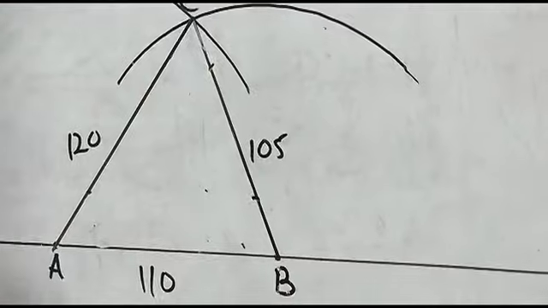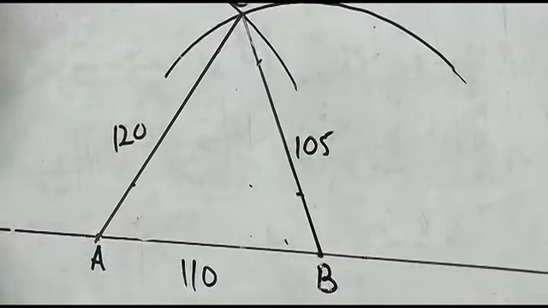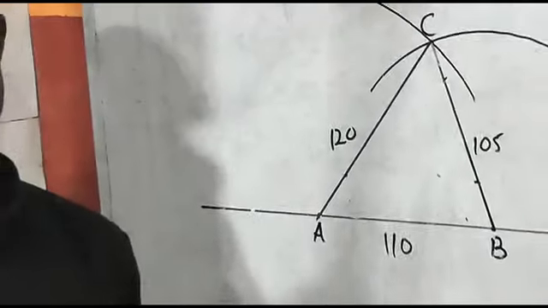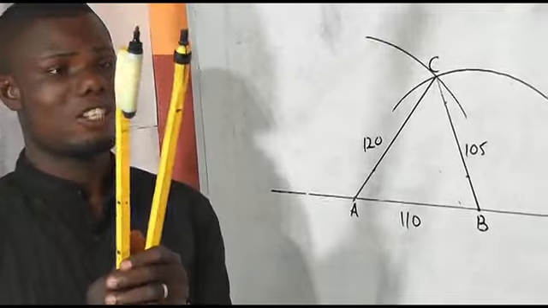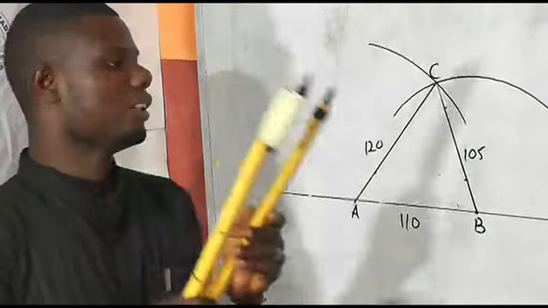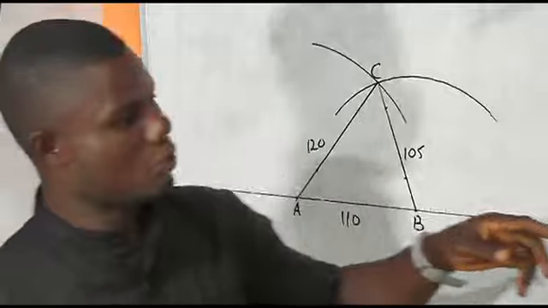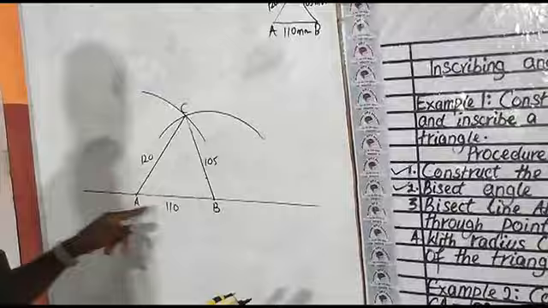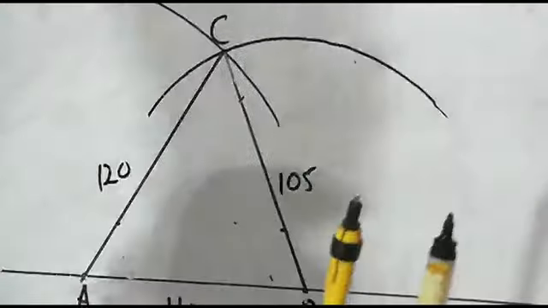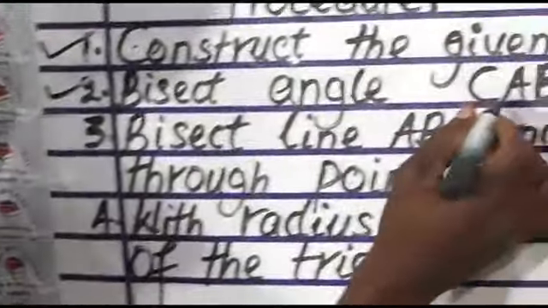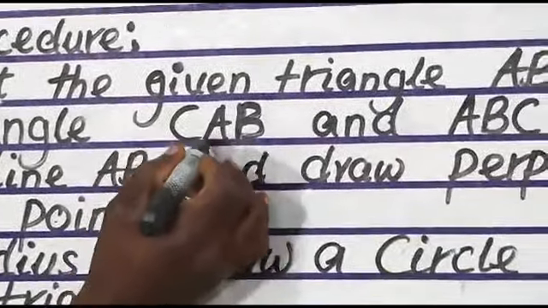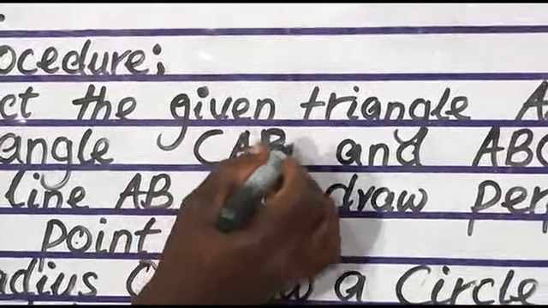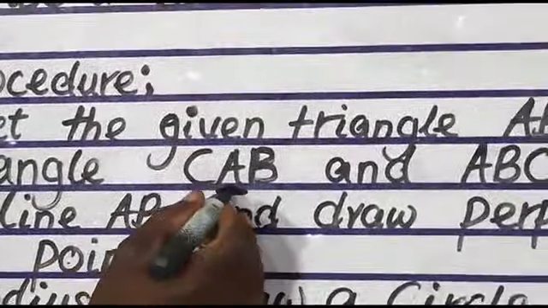Alright? So for you to do that, you pick your compass or your pair of compass. Alright, so you choose any radius of your choice. Choose any radius of your choice. Just pick any distance of your choice. Okay? Then you place it at, since you are going to bisect angle CAB. This is angle CAB. Whenever you see three letters like this and you are asked to bisect the angle, the one at the center is the one you are going to bisect. Okay, you can see we have C, A is at the center, then B. So you are going to bisect angle A.